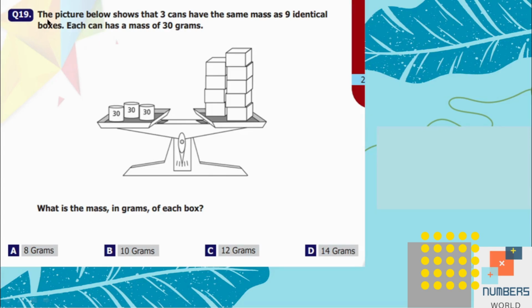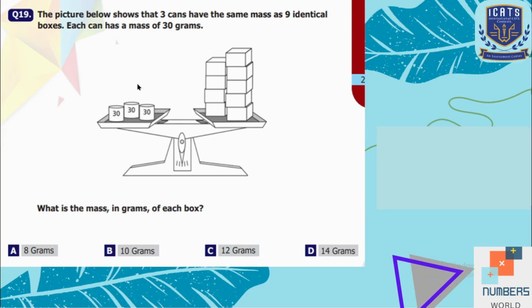Question number 19. The picture below shows that 3 cans have the same mass as 9 identical boxes. Each can has a mass of 30 grams. There are 3 cans, so we are going to add the masses of the cans. 30 plus 30 plus 30 is equal to 90, so total mass is 90. Now we are going to count the number of boxes given on the other side of the machine. So there are 9 boxes in total.